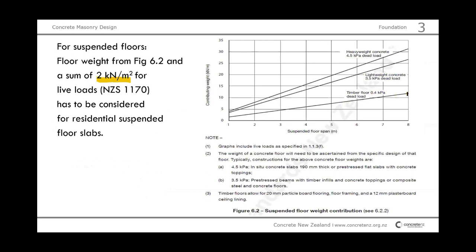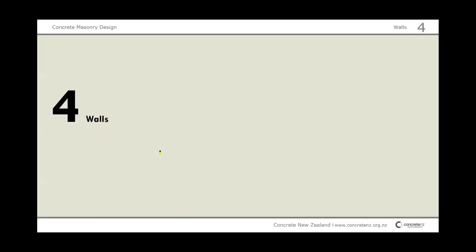For a timber floor, that's not heavy. You would only have to add 0.5 kilonewton per square meter. If it's a heavyweight concrete, you would have to add 4.5 kilonewton per square meter. So that's relatively straightforward. That's the way you would design footings.